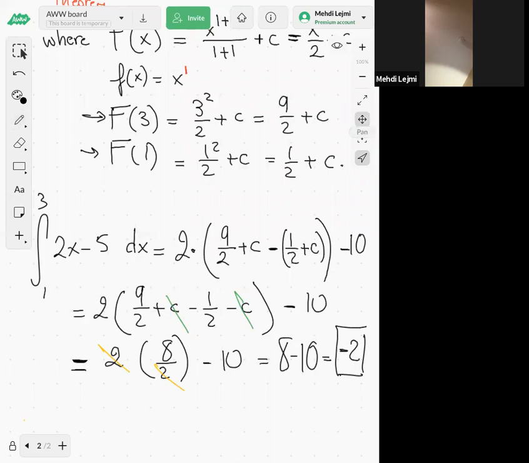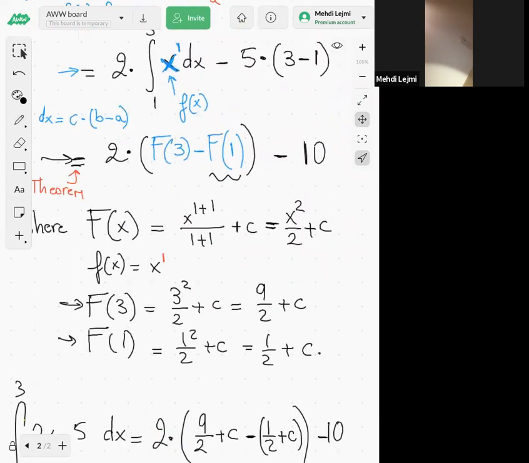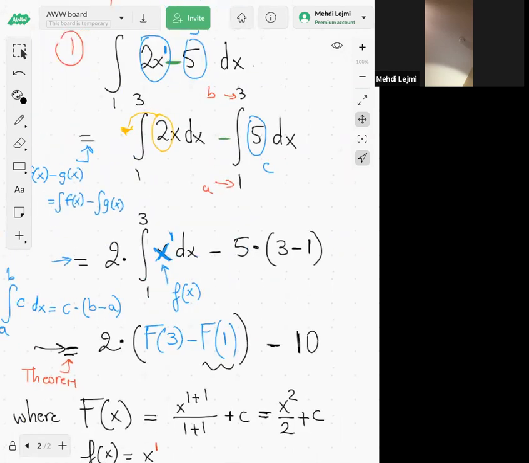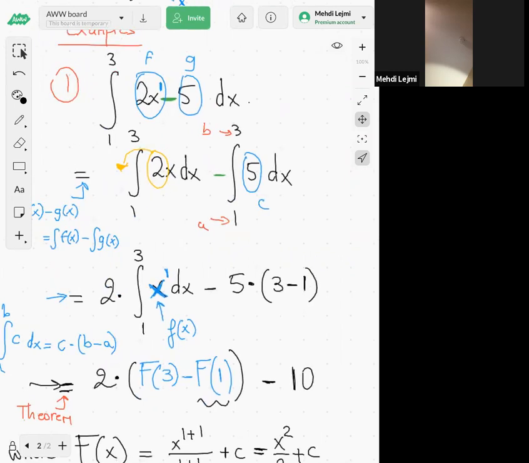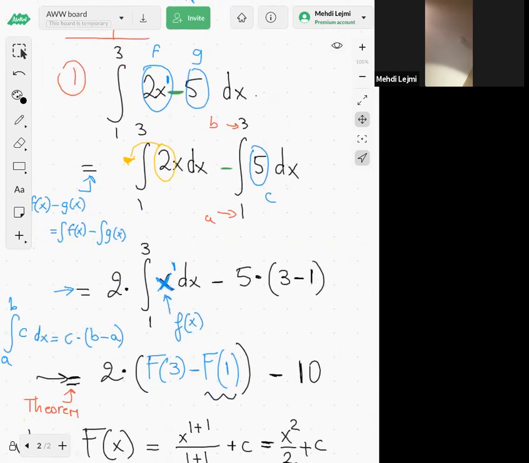So you see, guys, that's how we use this antiderivative to compute this definite integral. Of course, you have used these properties of the integral. For example, if you have a difference between two functions, then the integral of the difference would be the difference between the two integrals, etc. If you have a constant inside the integral, then you can put the constant outside the integral. And if you have just the integral of some constant, then that will be the constant times the length of your interval, right?